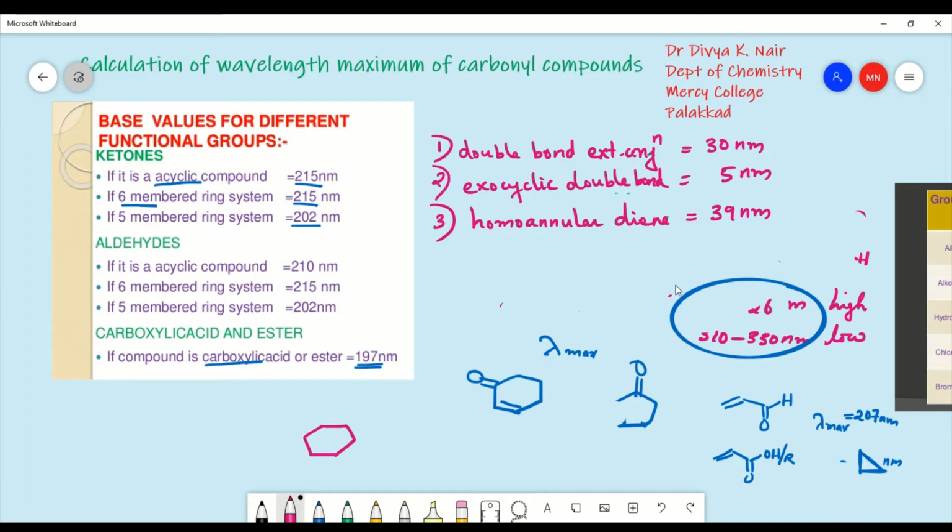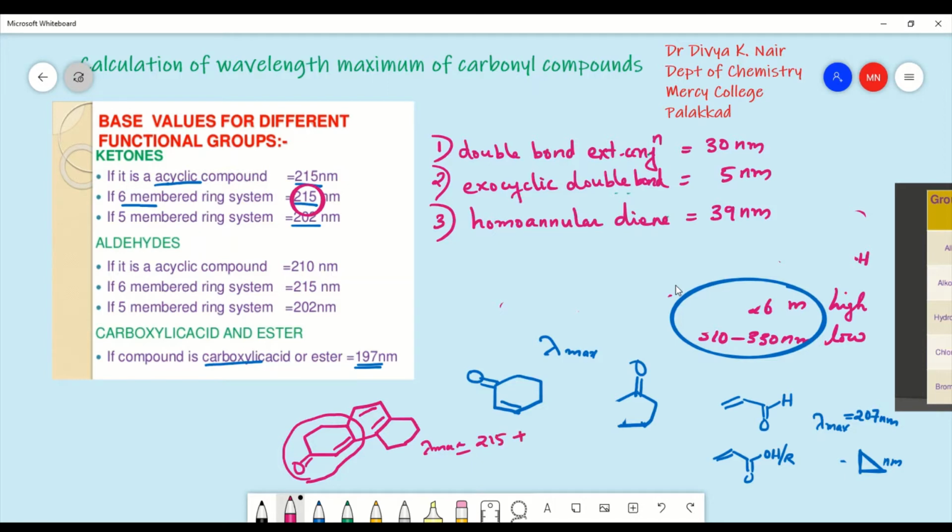Suppose this is an alpha beta unsaturated diene component. Now if you have another ring system like this and one more ring system like this, extending conjugation over here like this. This is our basic thing. So the basic value for this alpha beta unsaturated, which is 6-membered, you have to take the 6-membered one, the value is 215. So 215 nanometer plus.